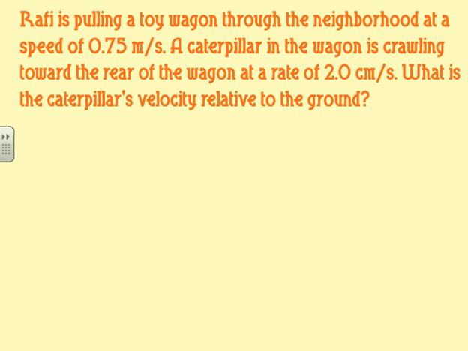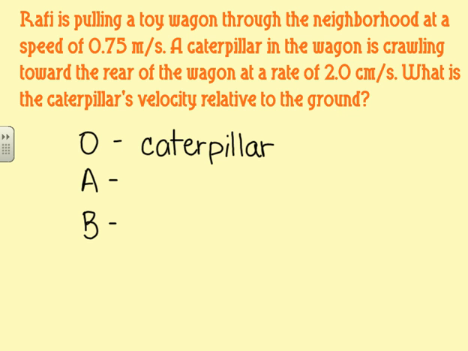When we analyze relative motion problems, we always want to identify what is the object, what is reference frame A, and what is reference frame B. In this, it wants to know what is the caterpillar's velocity. So the caterpillar is our object. That means that our other objects must be reference frames. So we have a wagon and the ground. It doesn't matter if you made A the wagon or the ground. No matter what, you should get the same answer.